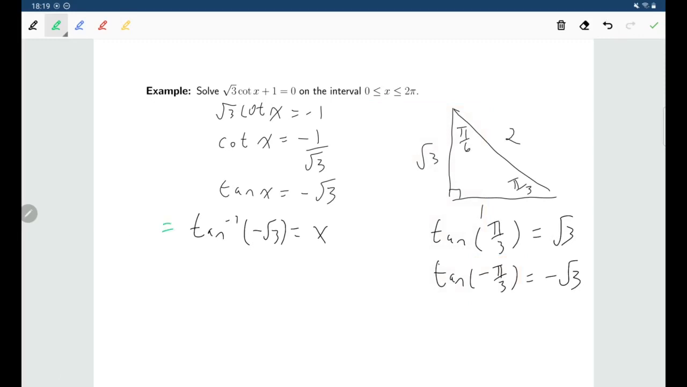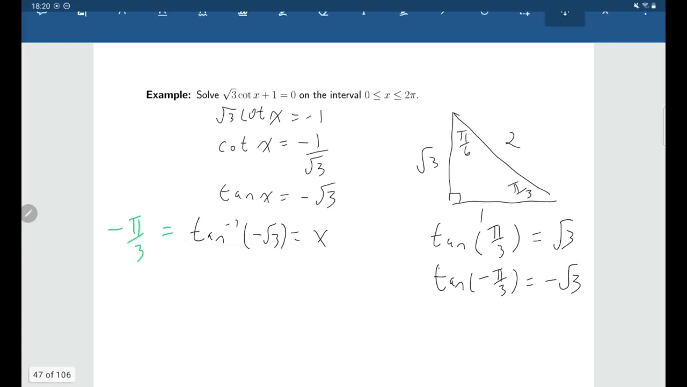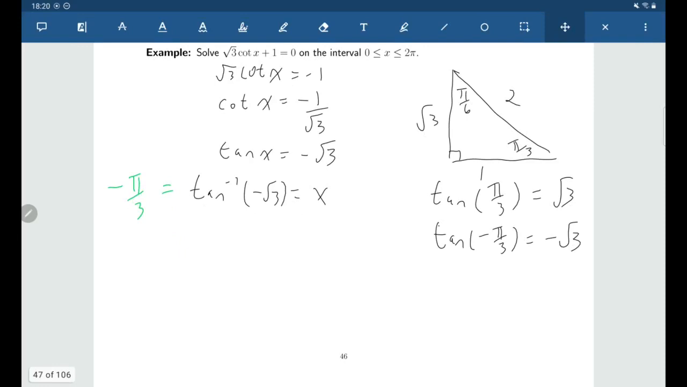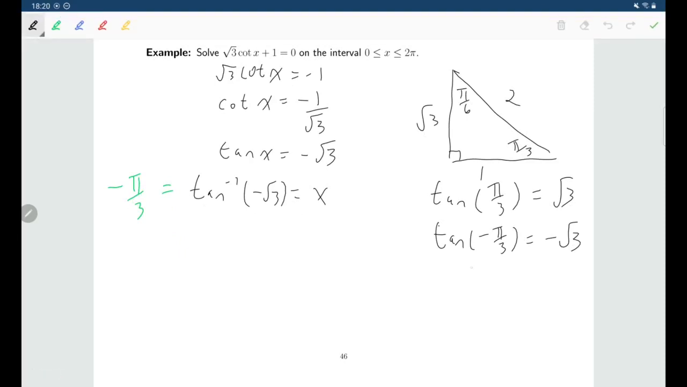So if you're using your inverse tangent function and finding a value for x, you find the value of negative pi over 3, and that's because tangent inverse has as its output from negative pi over 2 to positive pi over 2. However, that value of negative pi over 3 is not inside my interval. So when I'm stating my solutions, negative pi over 3 will not be part of it. But that does tell us where we'll find our solutions.